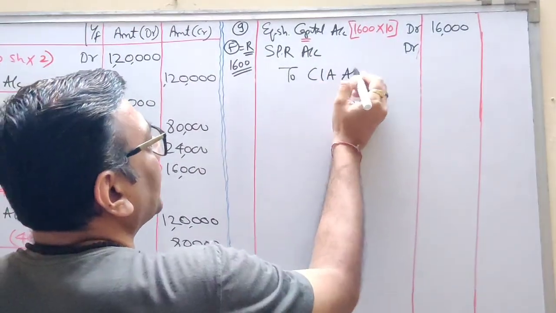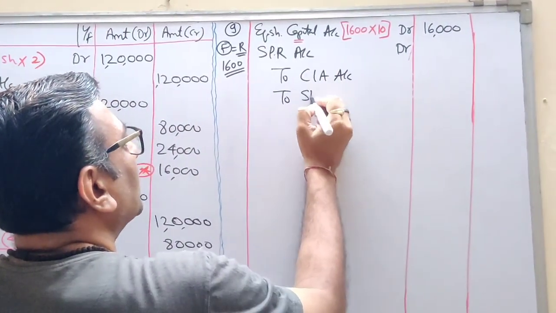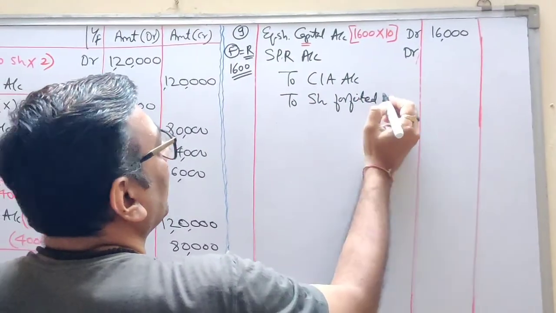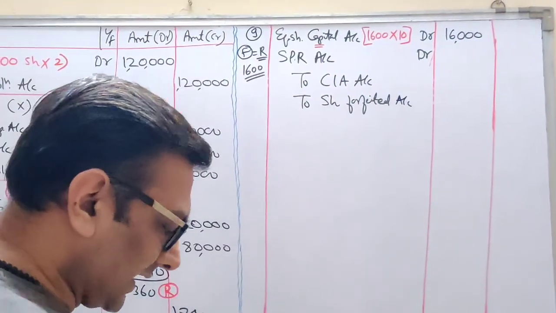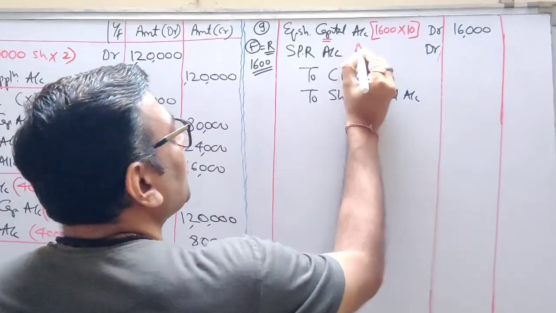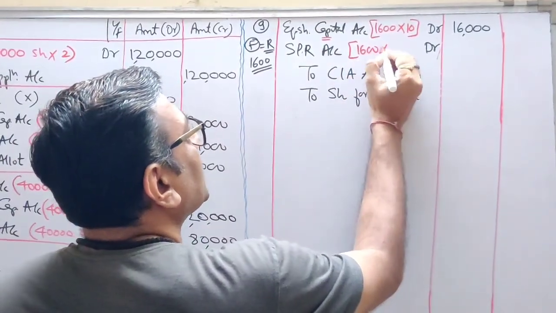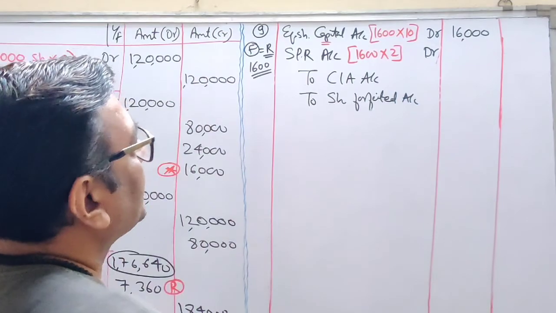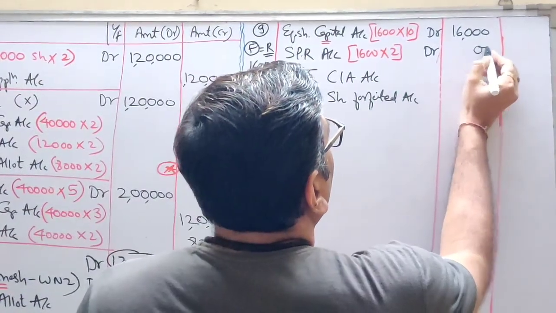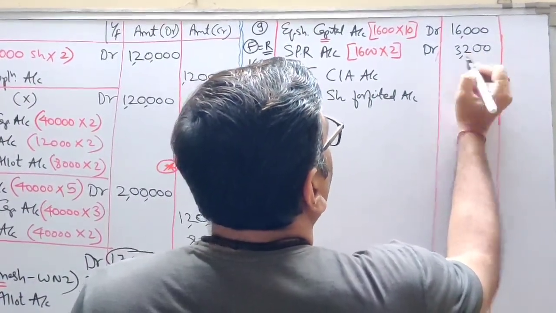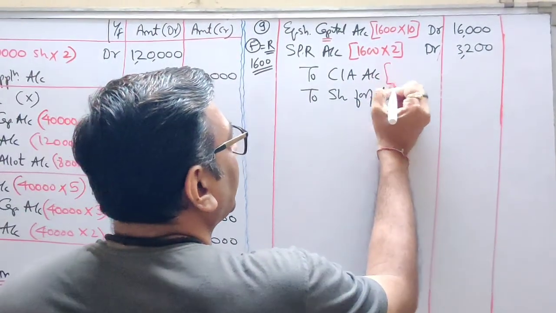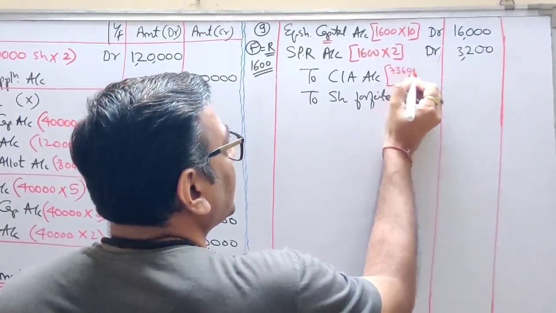To call in arrear account to share forfeited account. Now let's write down the working. How much was the premium, students? 1600 into 2 rupees. So this will give you 3200. And what were the arrear amounts? Arrear amounts were 7360.